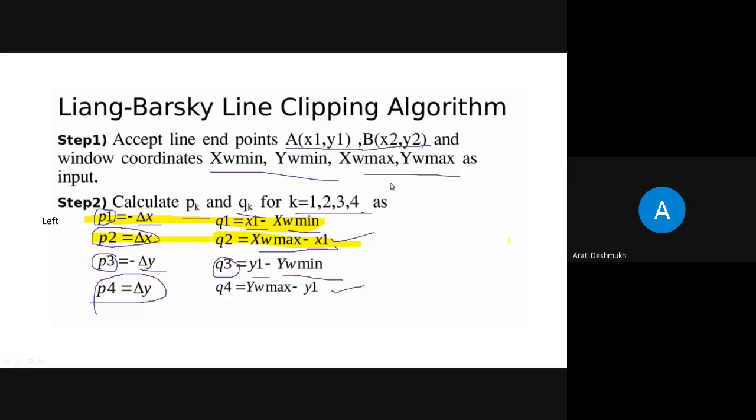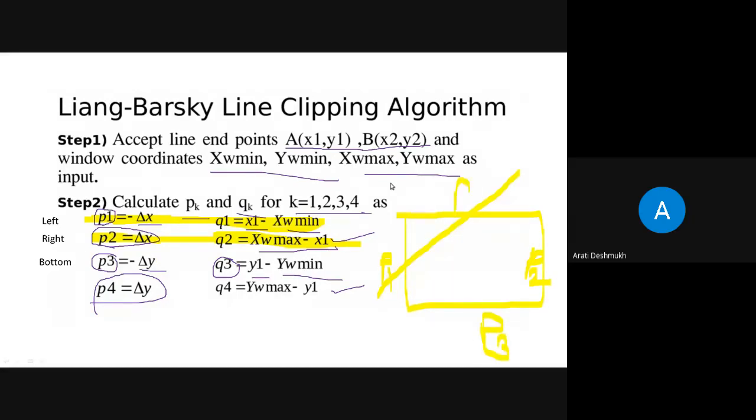So if you are using the window with these endpoints, then P1 is what? At the left side. P2 is at the right side. P3 is at the bottom and P4 at the top.